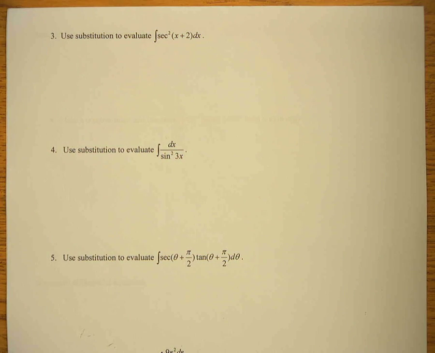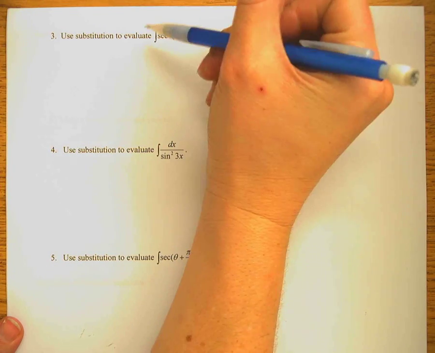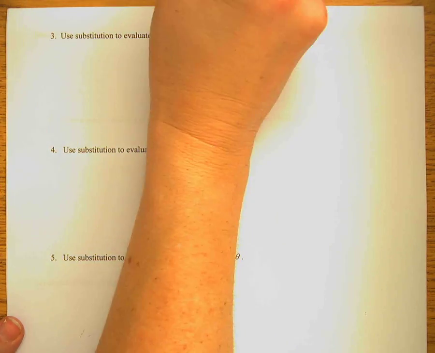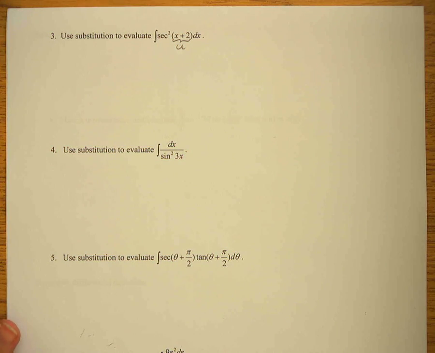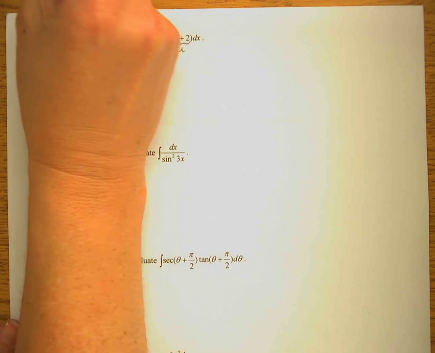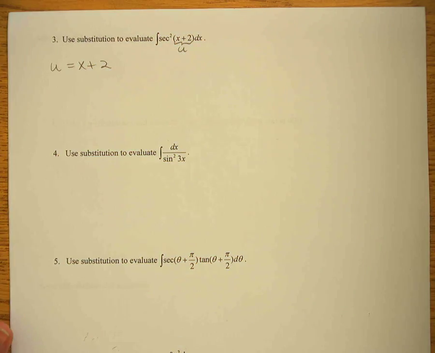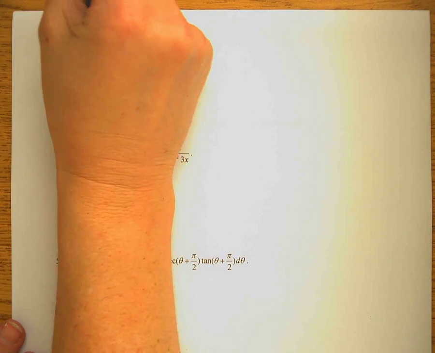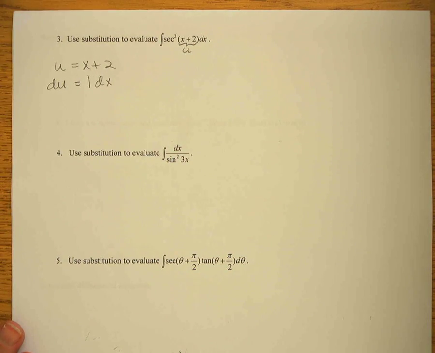So this is where you want to think back to the different functions that we have antiderivatives for. And secant squared is one of them. The antiderivative of secant squared x is tan x. So for this function, since I know the antiderivative of secant squared whatever, this is the part that I need to turn into one variable, the stuff inside the secant squared. So the u is x plus 2. And then the du, that's actually easy for this one because it's just 1 dx. So dx and du equal each other.